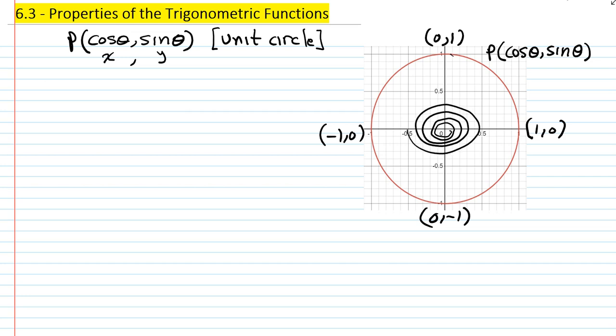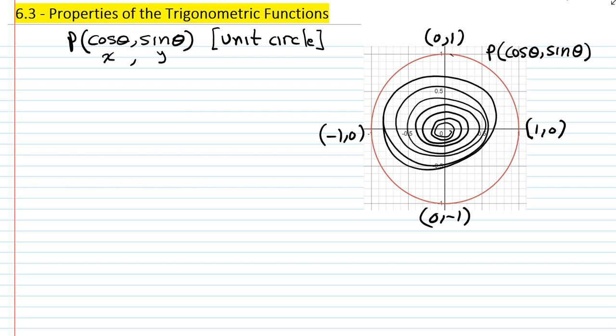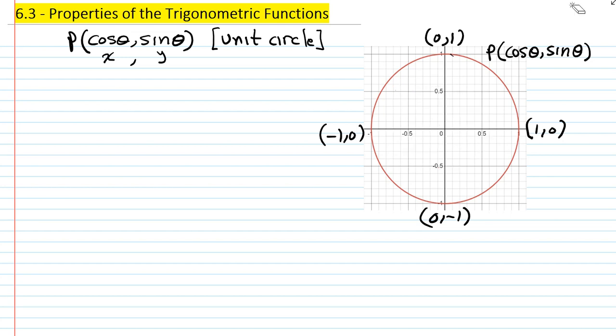Now I'm generating negative real numbers. Therefore, the domain for sine and cosine are both all real numbers. That means negative infinity to infinity. The measure of the angle could be whatever.